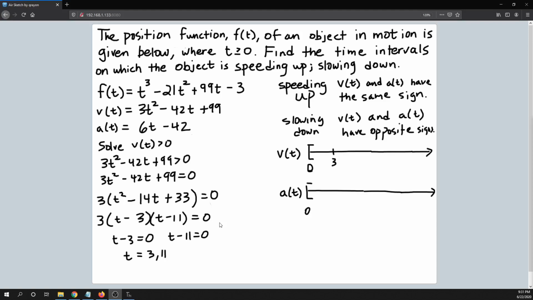All right, so I need to take those and put those on the number line for the velocity function. So I put those on there. Again, make sure that you respect the order on the number line. The 11 has to go to the right of the 3. That's going to break the number line up into 3 pieces. And so I need to pick test numbers on each piece and plug those in. So I need to plug them into this inequality here.